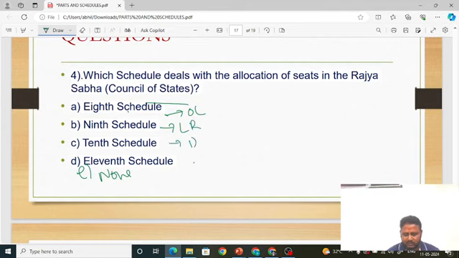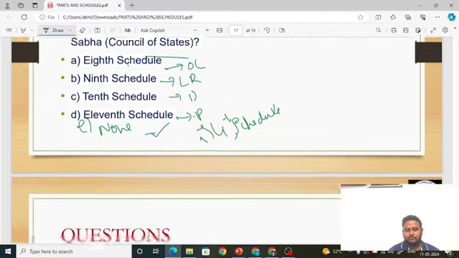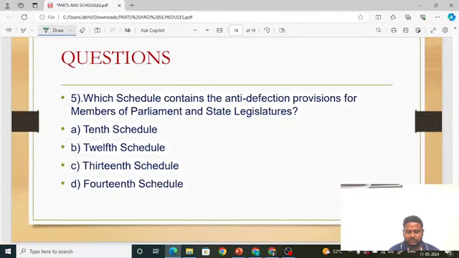11th schedule is talking about what? 11th schedule is talking about panchayats. So the answer is none, because Council of States is spoken by what? It is the 4th schedule. Okay, 4th schedule talks about Council of States. Coming to the next question.